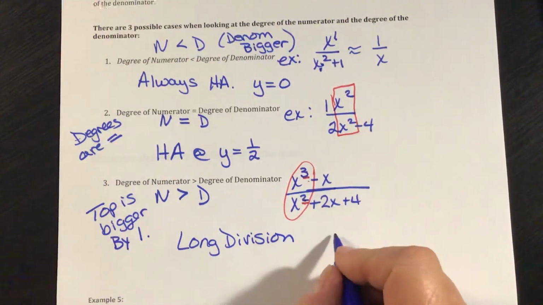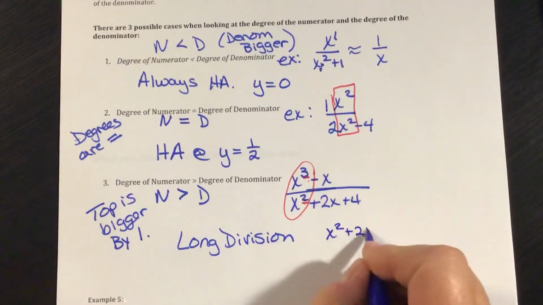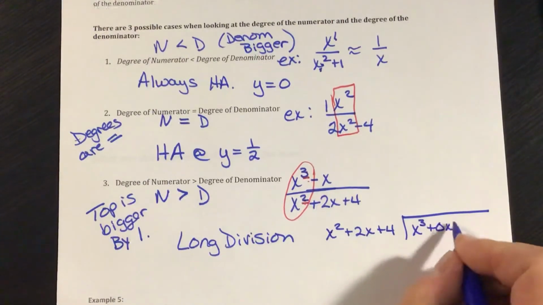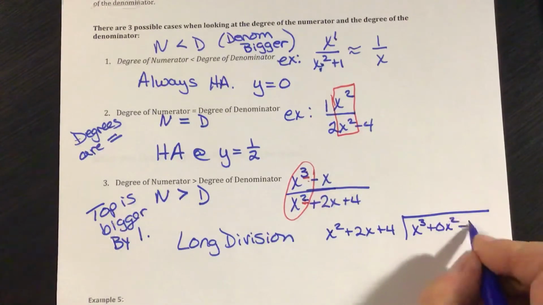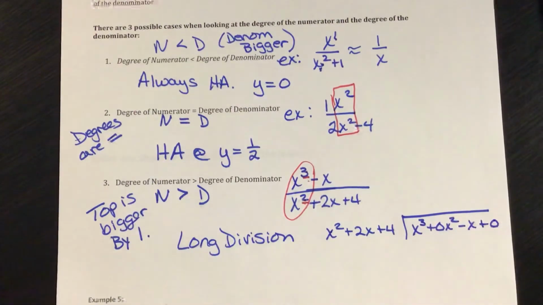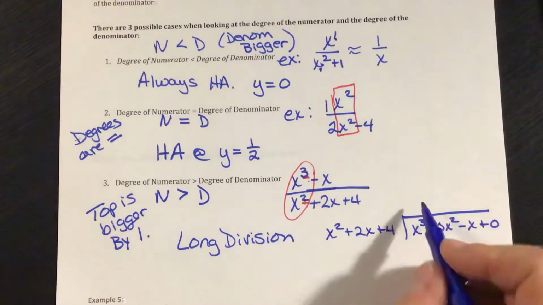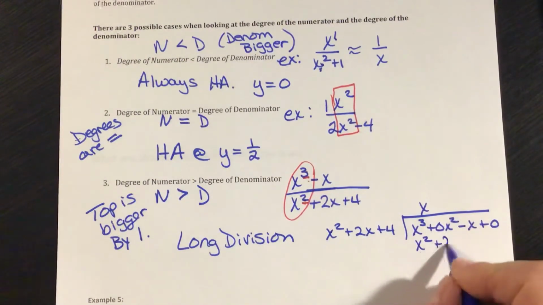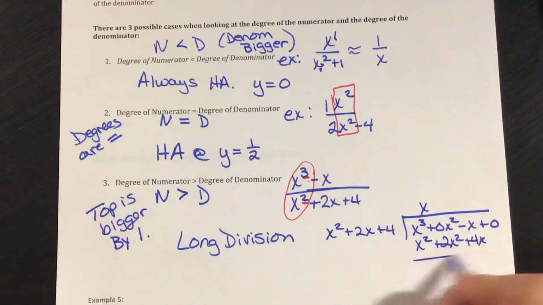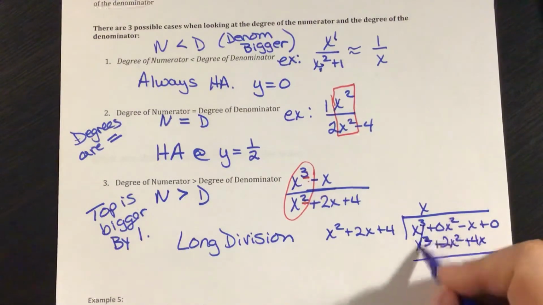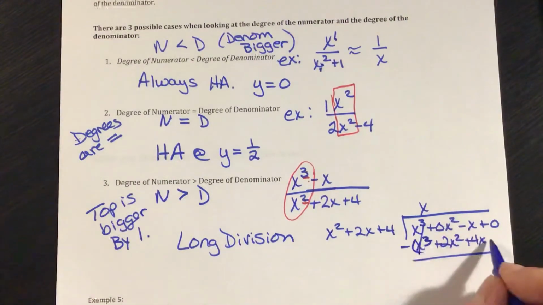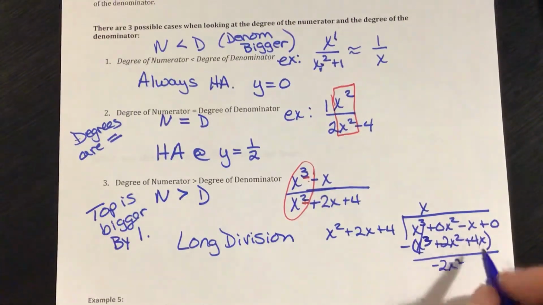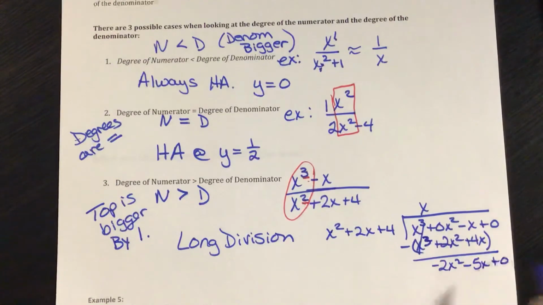So it would look like this: x squared plus 2x plus 4 into x to the third plus 0x squared minus x plus 0. And when I do this, I'm going to have an x here, and x times x squared plus 2x squared plus 4x. That was a cube, by the way. Now I subtract the entire part. So this would be minus 2x squared. Negative 1 minus 4 is minus 5x plus 0.